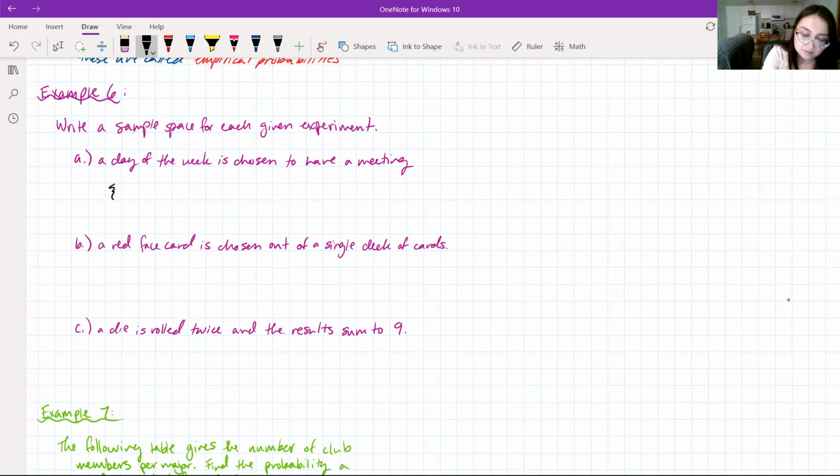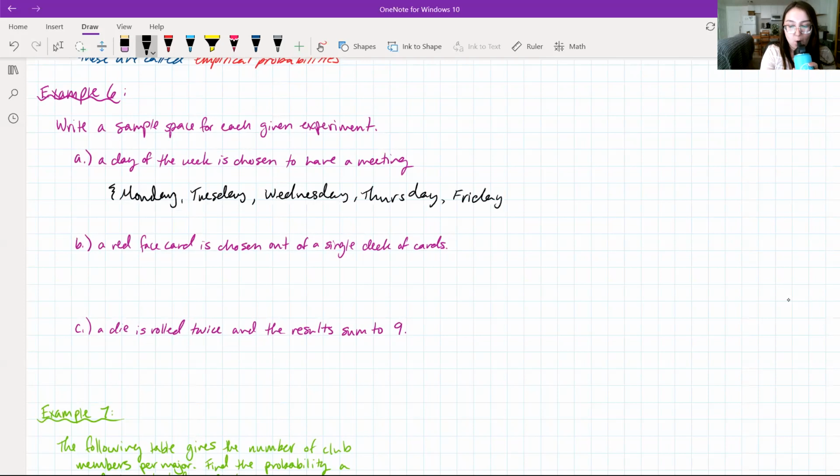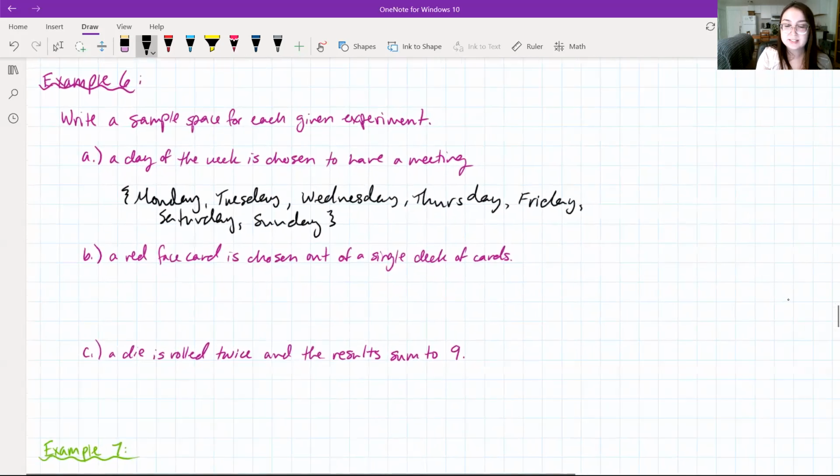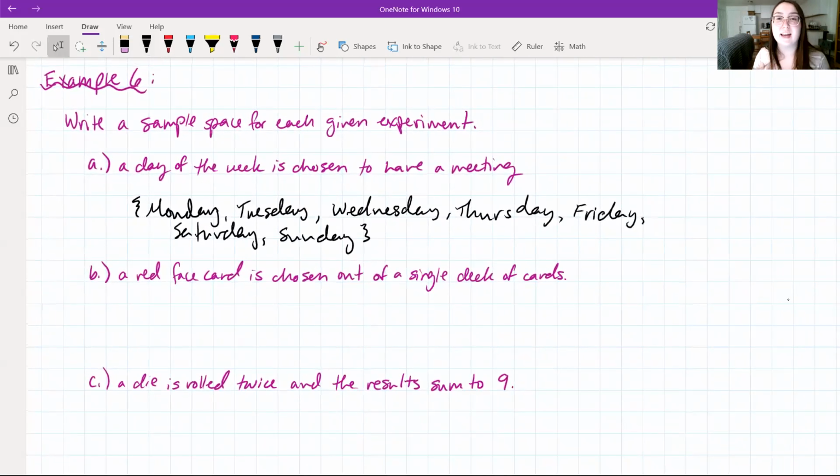So we write our set. We say Monday, Tuesday, Wednesday, Thursday, and so on. So our set in this case is just going to be every day of the week. We can choose any day of the week to have this meeting. So our set is every outcome or every option.